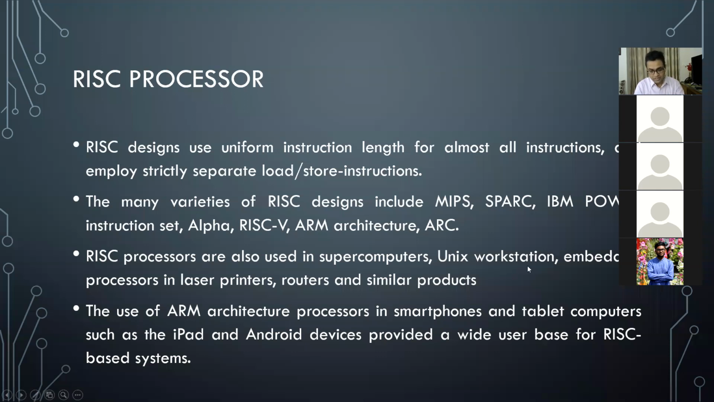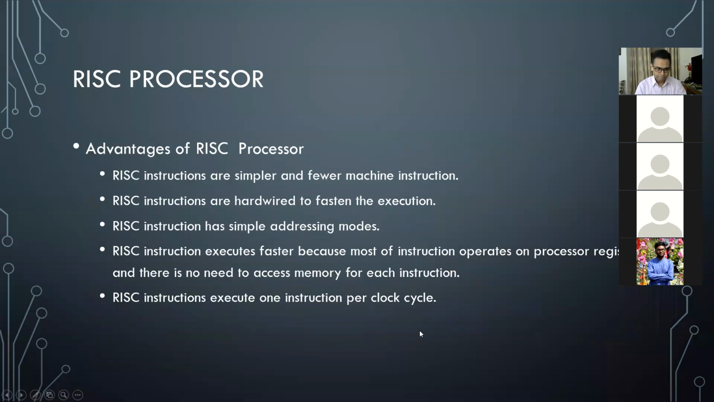Some of the Unix and Linux operating systems also use this one, and embedded systems like our printer, router, and simulator are also using the RISC processor. So it's very, very popular nowadays. Okay, so that is the RISC processor. Let's see what the advantages are.